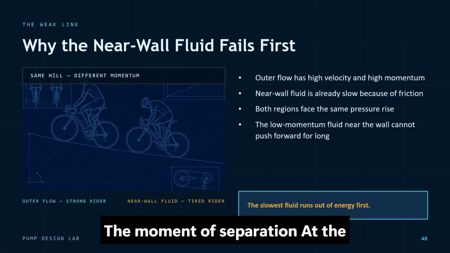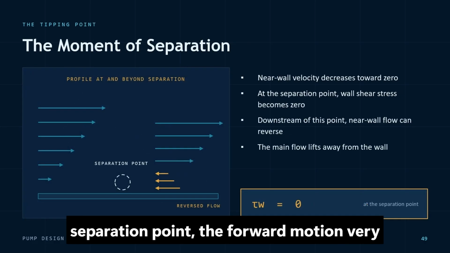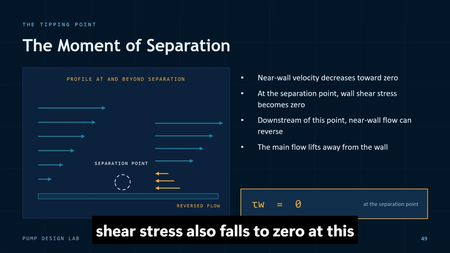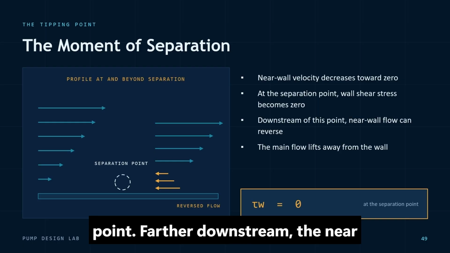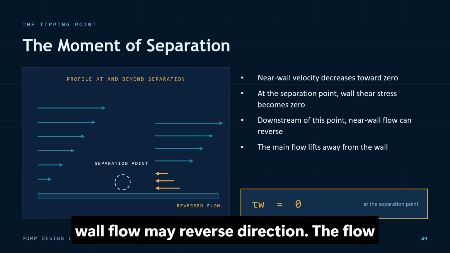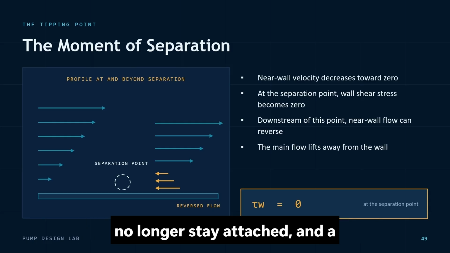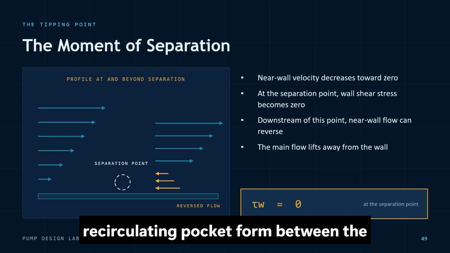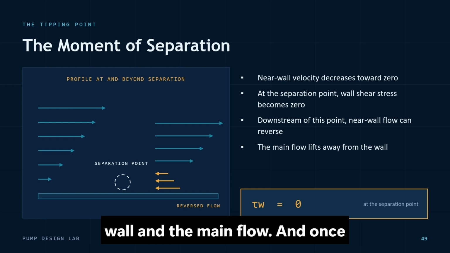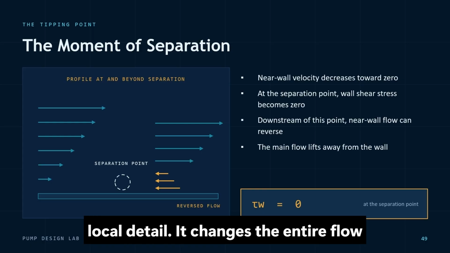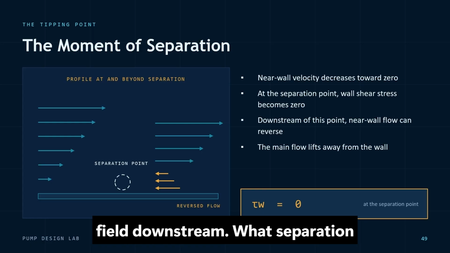The moment of separation. At the separation point, the forward motion very close to the wall falls to zero. Wall shear stress also falls to zero at this point. Farther downstream, the near-wall flow may reverse direction. The flow that was following the wall contour can no longer stay attached, and a recirculating pocket forms between the wall and the main flow. And once separation occurs, it is not a small local detail. It changes the entire flow field downstream.